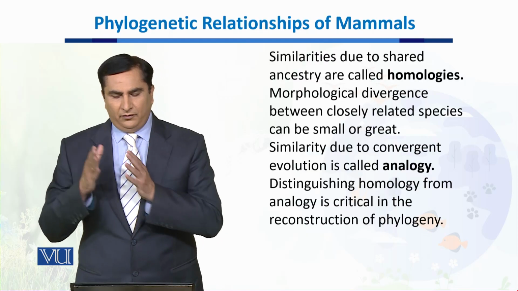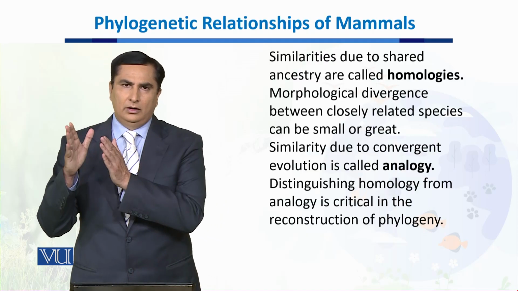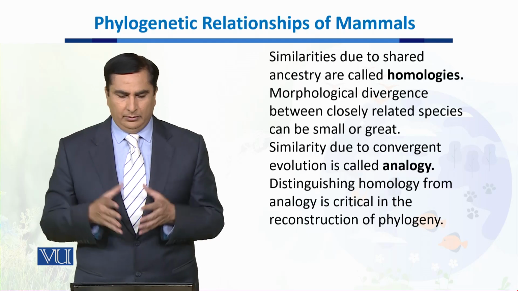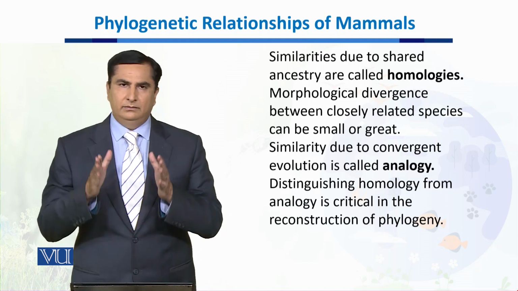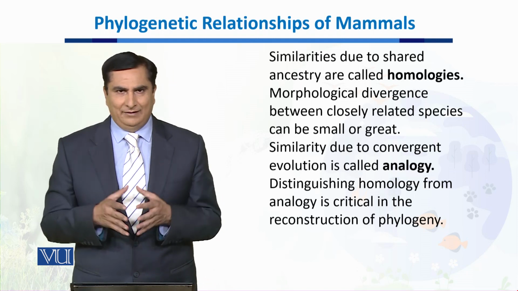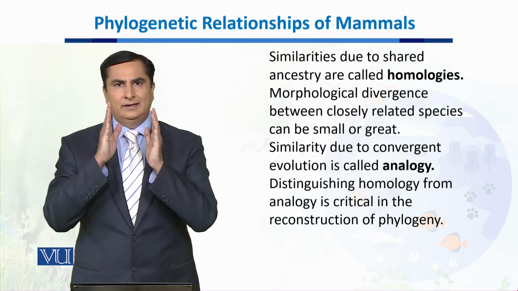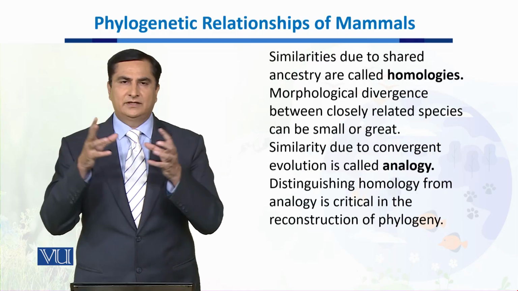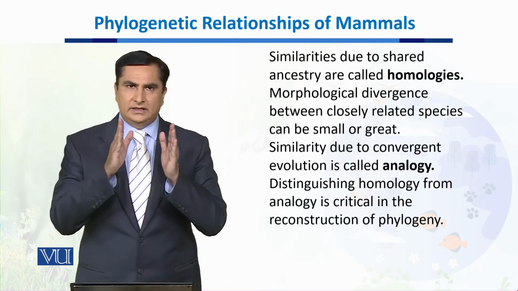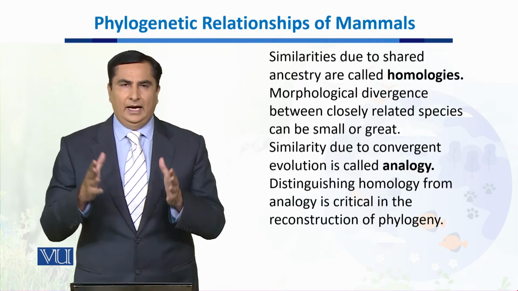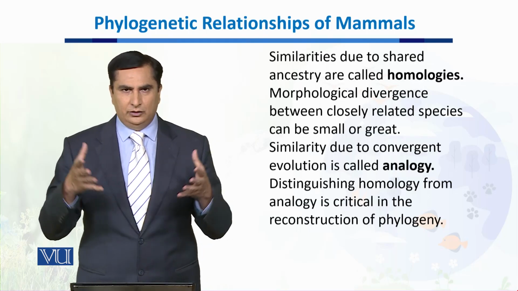Now, morphological divergence between closely related species can be small or can be large. Similarly, due to convergent evolution, even some organisms which do not share similar ancestry have some common features. This is known as analogy. Distinguishing between homology and analogy is very critical whenever we reconstruct the phylogenetic relationship.